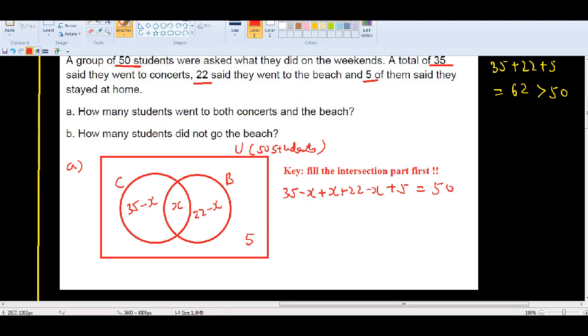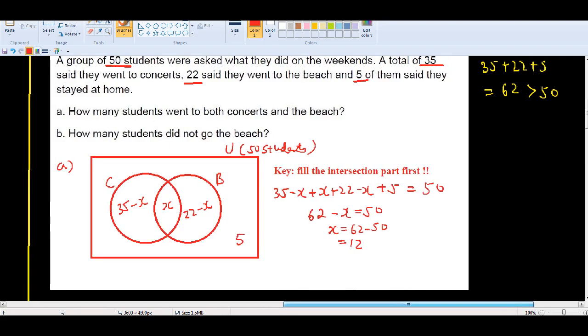So you see now, minus X plus X is 0. So that's 62 minus X equals 50. So X actually equals 62 minus 50, which is 12. So 12 students went to both concert and the beach.